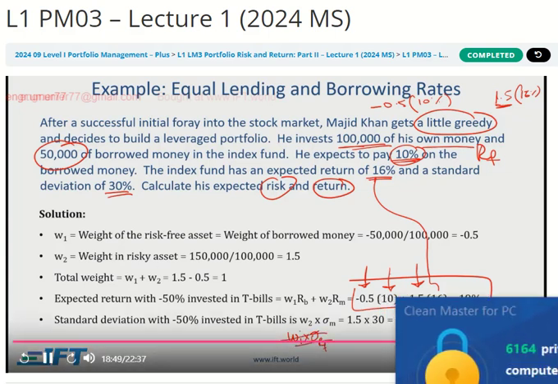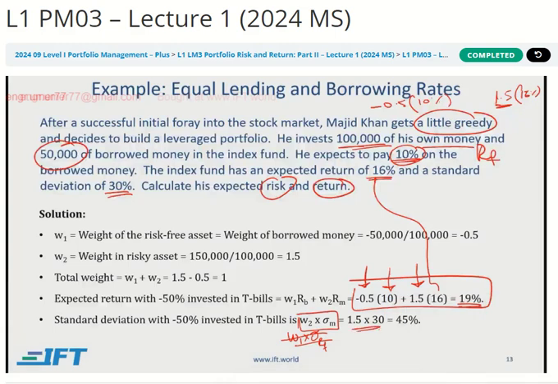So this gets cancelled out. The only thing we need to see is the weight of the risky portfolio and the standard deviation. Since we are putting more than 100% of our money in, the standard deviation of the portfolio actually goes up. If this is the market portfolio and this is your capital market line, since you're going beyond the standard deviation of the market, you're actually borrowing money and putting it in. So your standard deviation is going to be more than the standard deviation of the market, right?